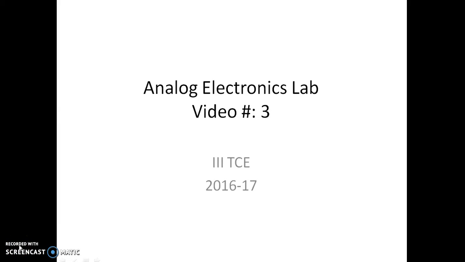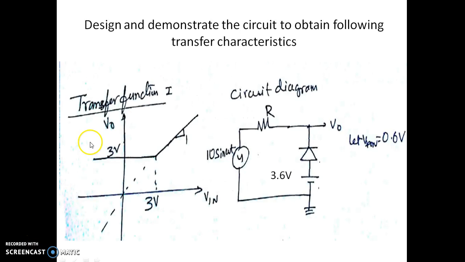In this third video of the Analog Electronics Lab, we shall see a few more circuits. These are transfer characteristics to be obtained. We are asked to design and demonstrate a circuit diagram to obtain the following transfer characteristics. Here the transfer characteristic is a constant 3 volt line till the input voltage is 3 volt. As the input voltage exceeds 3 volts, we are supposed to get a slope of 1.